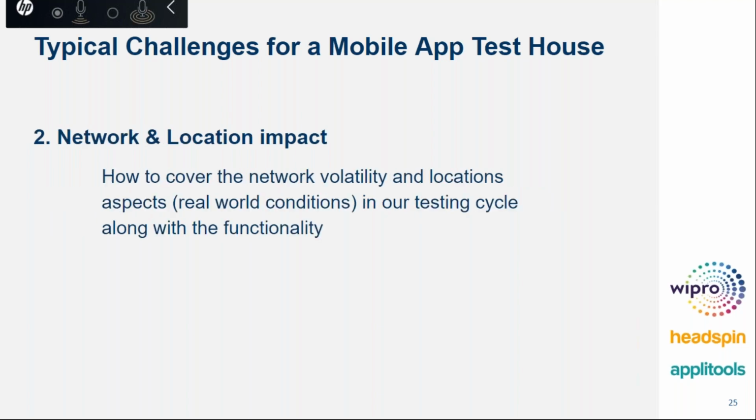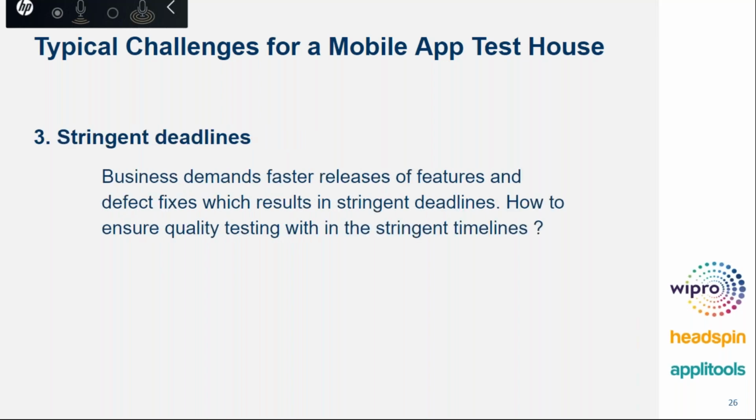The next challenge is with respect to the network and location impact. How will we cover the network volatility and the location aspects which our customers are facing in our testing cycle? This is essential to uncover the potential real-world issues which customers will face in our testing cycle itself. As you know, the business always demands faster releases of new features and defects. This will often result in stringent deadlines. The challenge is how to ensure quality testing within the stringent timelines.